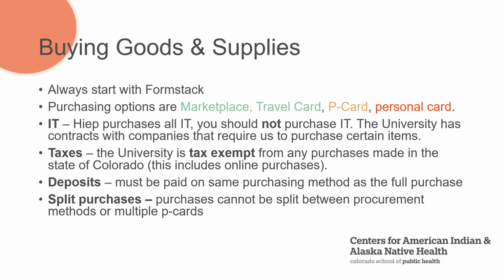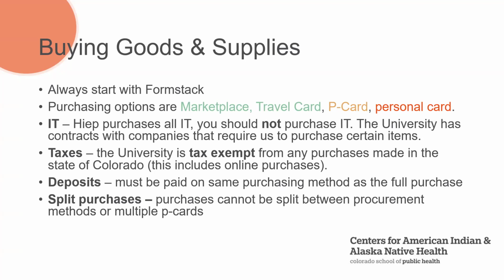These are some quick things that I find come up a lot when you are buying goods and supplies. When I'm talking about both goods and supplies, I'm thinking about research supplies for a project in the field. That's the main one: if you're doing a study on site and you need specific project supplies, you would need to order goods and supplies. But there are a lot of other examples of tangible items that we need to purchase. So as I already said, always start with FormStack.